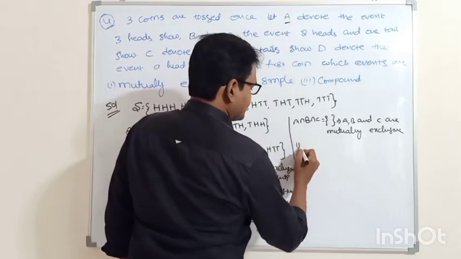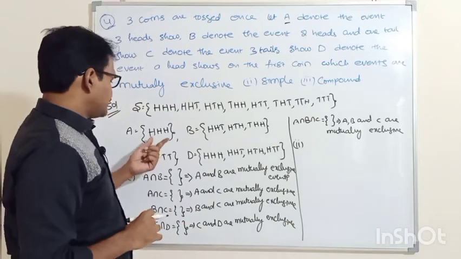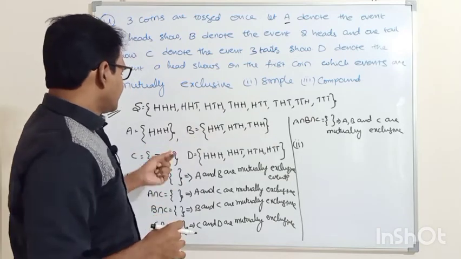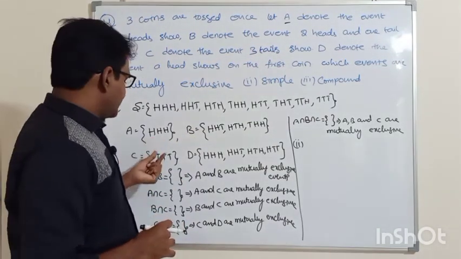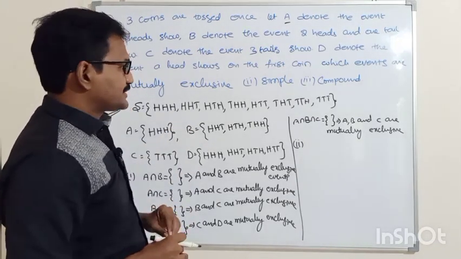Next, the second question: simple events. If you observe the events A, B, C, D, A contains only one sample point. Similarly, C also contains only one sample point. So what is the definition of simple?